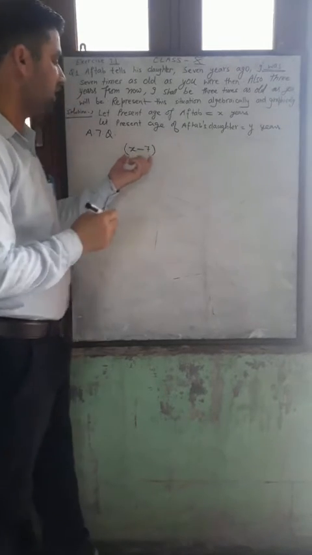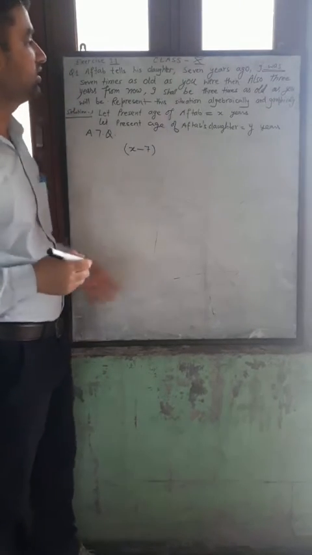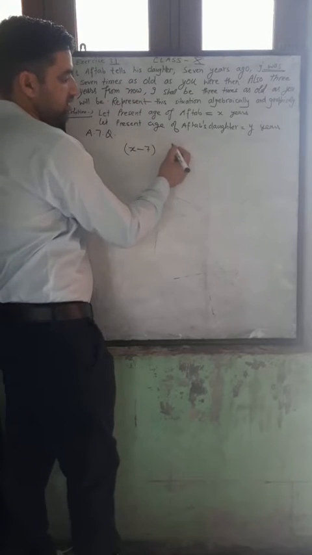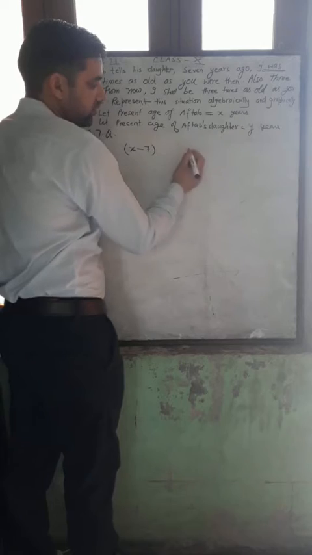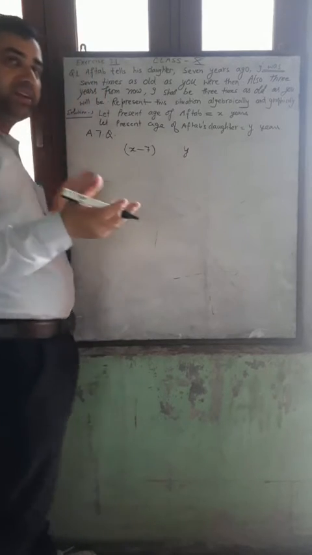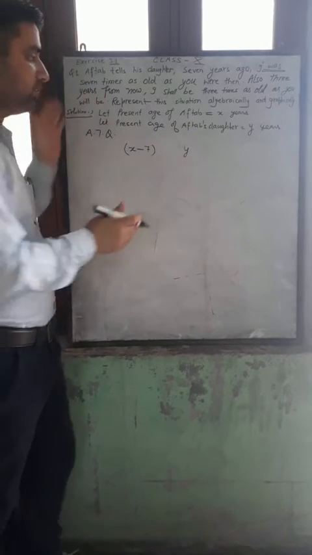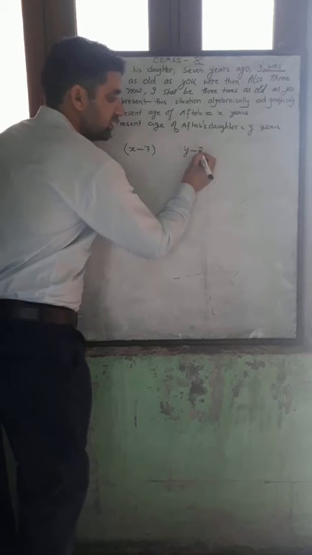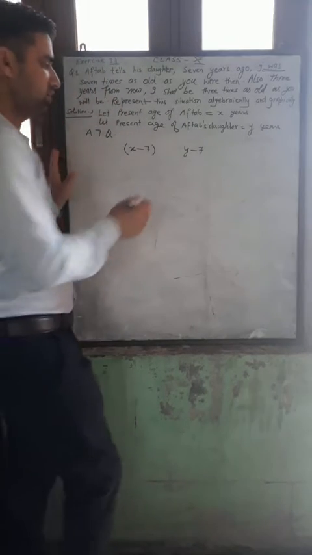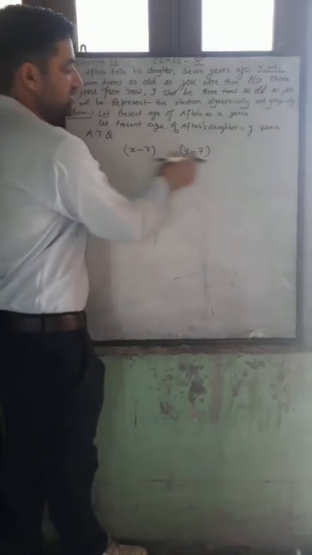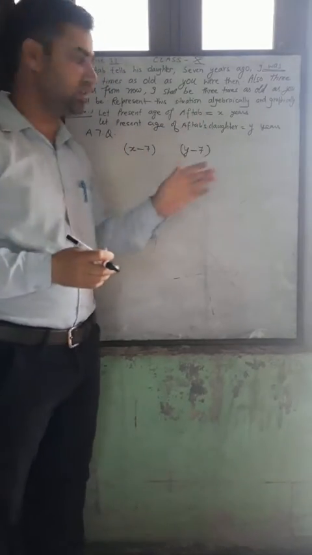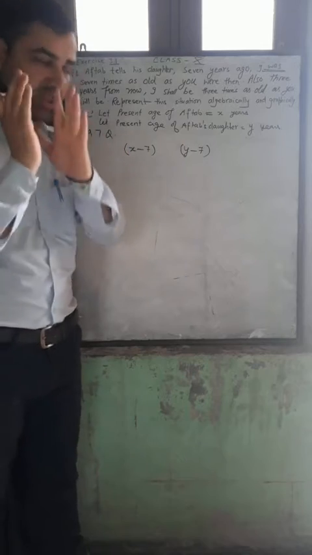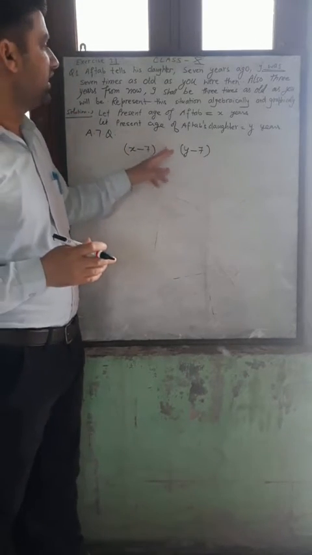Similarly this is Aftab's age. Similarly we can write Aftab's daughter's age. So what is Aftab's daughter's age now, present y years, and 7 years ago 7 साल पहले, means y minus 7, we subtract 7 from there. Now what is the relation between these two? We want to make a linear equation, so we use the equal sign. So we want to write the equal sign here.